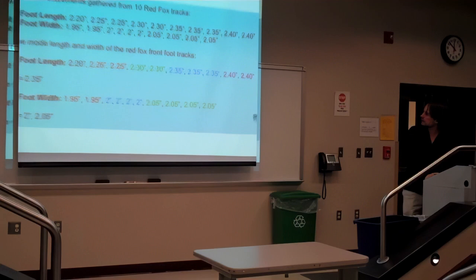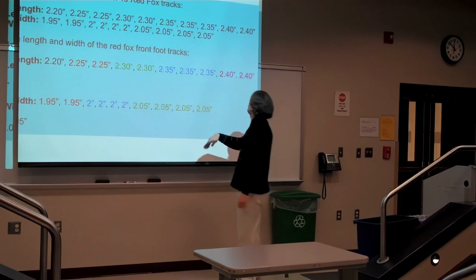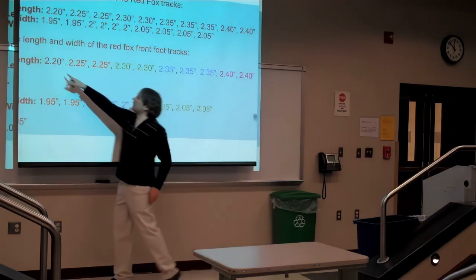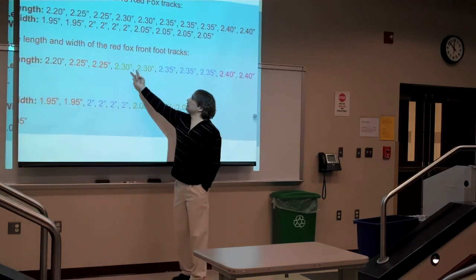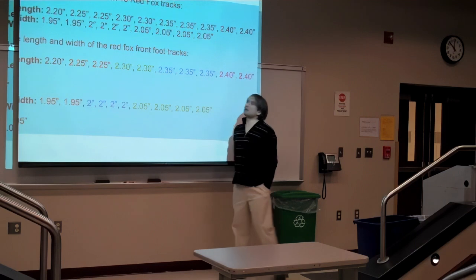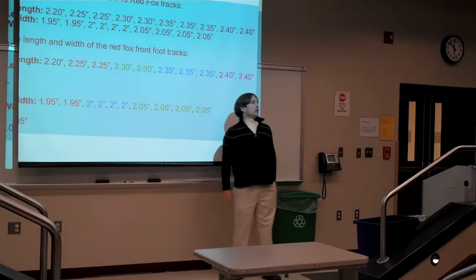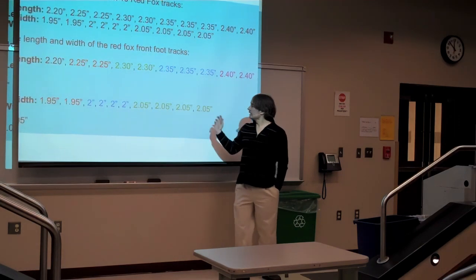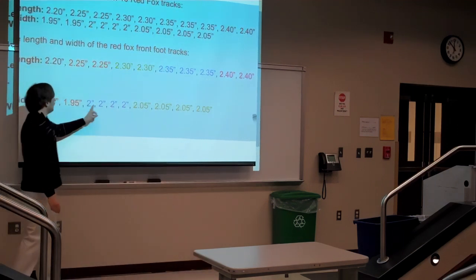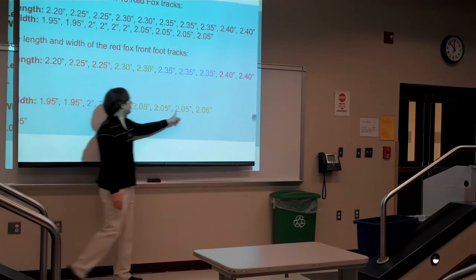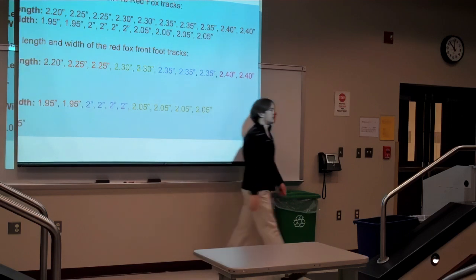I color-coded these, and I'm going to zoom in quite a bit. This is the front foot length, I believe. If you look here, we have 1 2.2, 2 2.25s, 2 2.3s, 3 2.35s, and 2 2.4s. This is the mode. Now in this one, we have 2 1.95s, 4 2s, and 4 2.05s. So our mode is both 2 and 2.05.